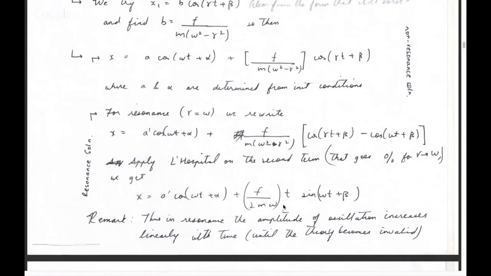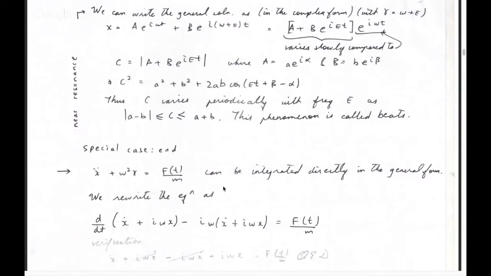Now at the resonance, gamma will tend to omega, so we do the d gamma by d omega of the second term here, and take gamma tending to omega. So you will basically get x equal to a dash cos(omega t plus alpha) plus small f by 2m omega t sin(omega t plus beta). So in resonance, the amplitude of the oscillation increases linearly with time, and this increases linearly till the time when the theory becomes invalid, because we are only interested in the theory of small oscillations.